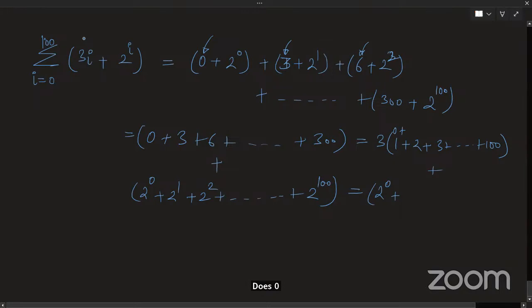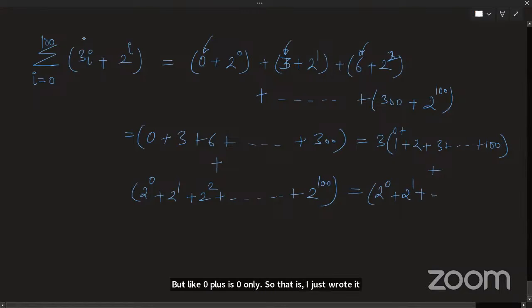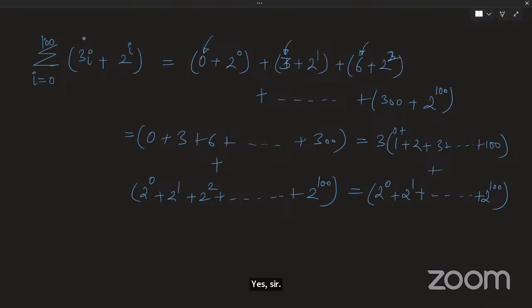So 0 plus 1 is like it is 0 only. So I started from 1. Yes, it is 0 plus, correct. But 0 plus is 0 only, so that is why I just wrote it like 1 plus. Anyways, right? And it is 2 raised to 100. Yes, I can write this. So now you try to represent it.